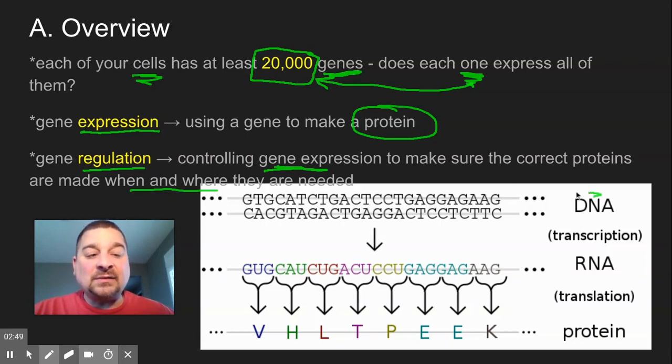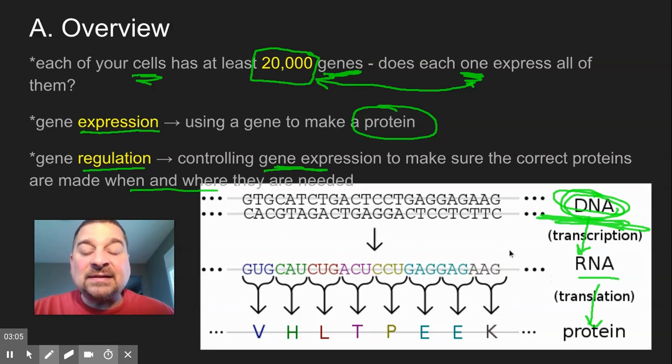So remember the central dogma. We're going from DNA through transcription to RNA, which is then translated. That's all stored on your DNA, but now the question becomes, when do we go on with the rest of the central dogma? When does the cell need certain things?